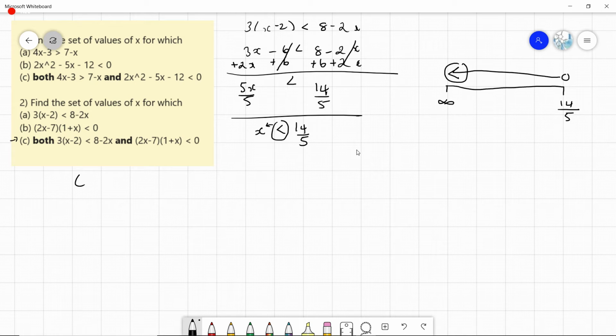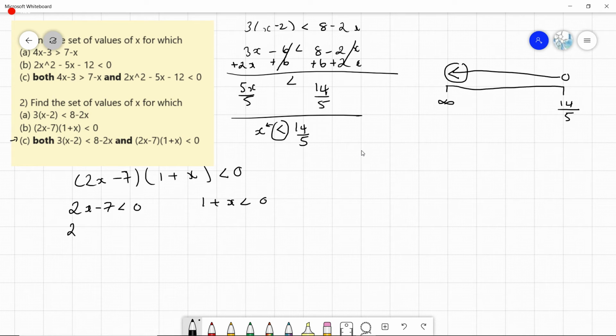Question 2 states that 2x minus 7 and 1 plus x. Now this question shows that 2x minus 7 and 1 plus x, in essence it was a quadratic equation, but they've already factorized it for us, so it's a matter of just working with it and finding values of x. So let's split it up. So say 2x minus 7 is less than 0, and 1 plus x is less than 0.